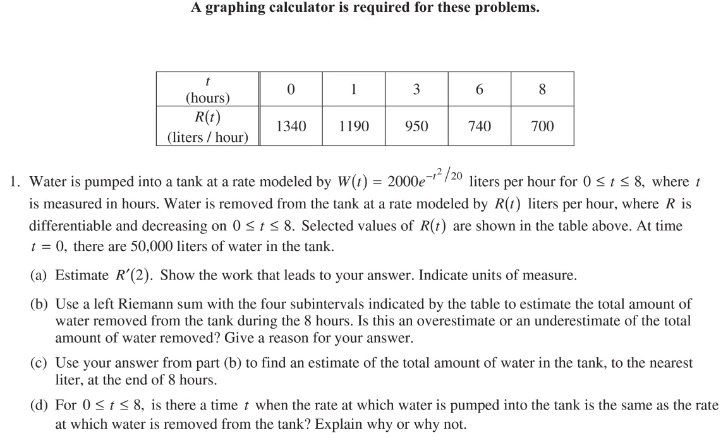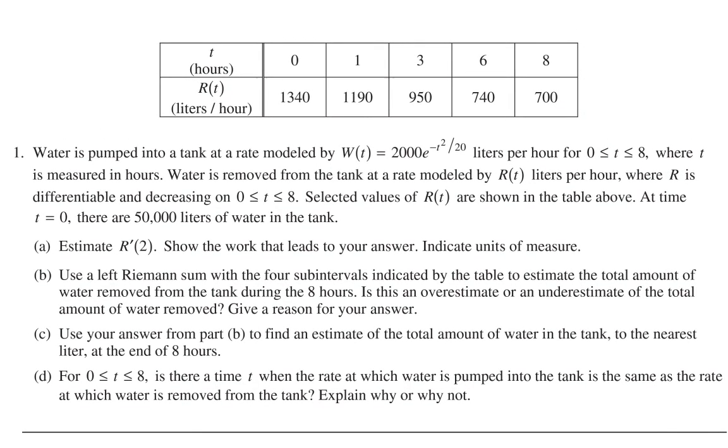Well, in other words, we want W of t to equal R of t. When is W of t equal to R of t? Doesn't that mean W of t minus R of t is 0 somewhere? Since both W and R are decreasing and differentiable, the maximum value is at t equals 0 for W minus R, and the minimum value would be at 8. What is the maximum value at 0 for the function W of t minus R of t? Well, R of 0 is 1,340. What's W of 0? Let's find out.